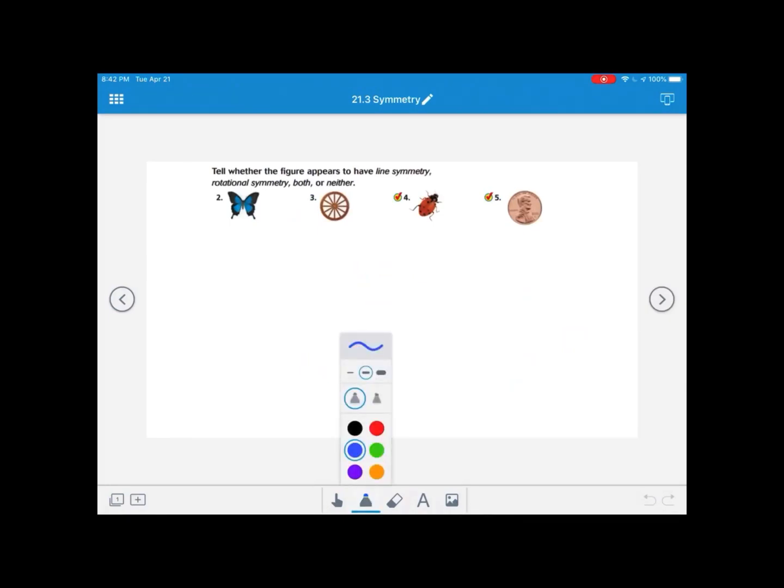All right, we're going to take a look at some examples of real life and see whether we can see any line symmetry, rotational symmetry, or both. So number 2, we have a picture of a butterfly. Let's just sketch that out for ourselves. It's okay if it's not super fancy, just do your best.